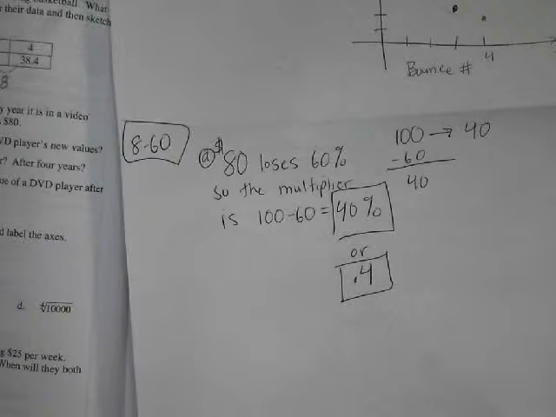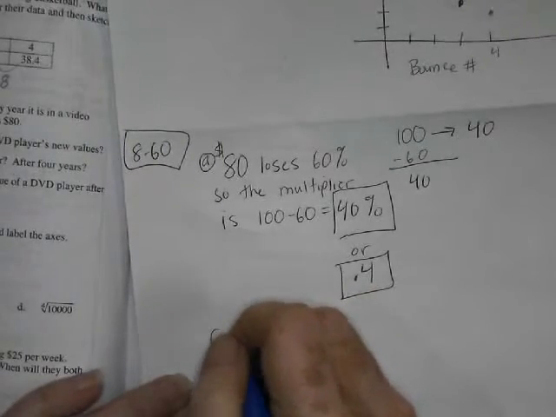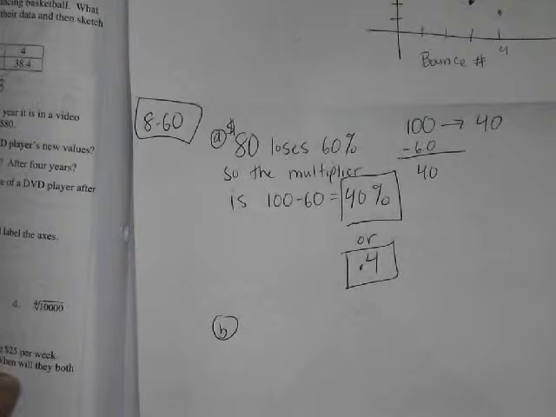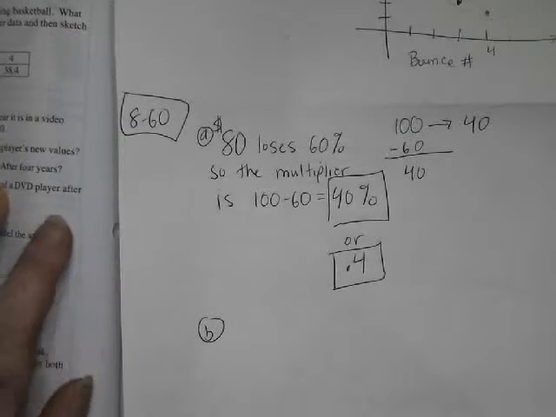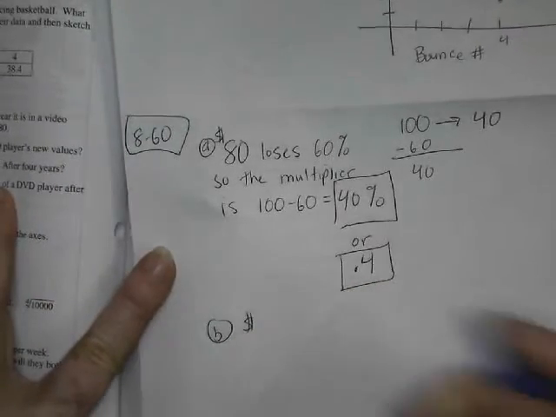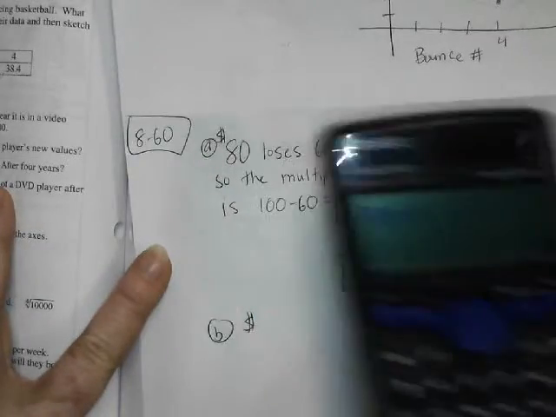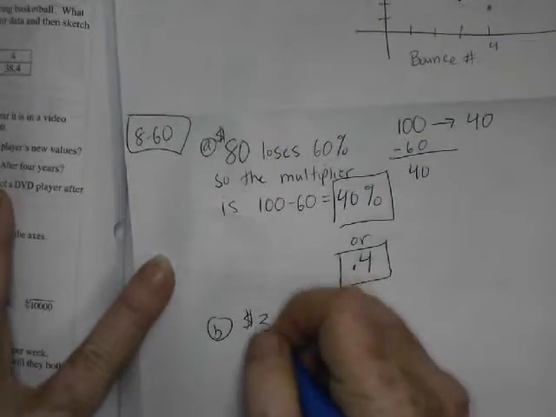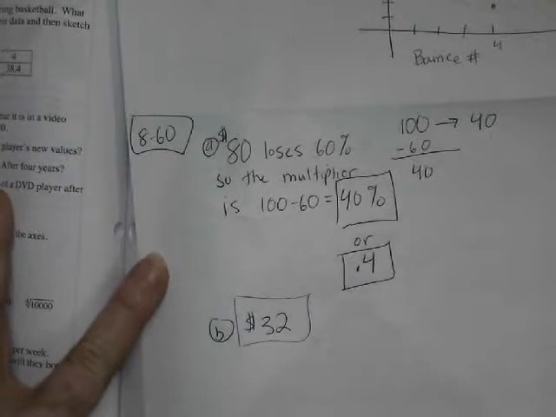What's the multiplier you would use? Okay, so letter B. What is the value of the DVD player after 1 year? Does anyone remember? Because I think we already calculated that. $32. Yeah. See, because 80 times 0.4 is 32. So it's only worth $32. So that's the answer to letter B.